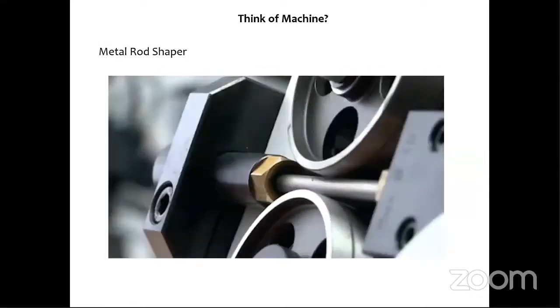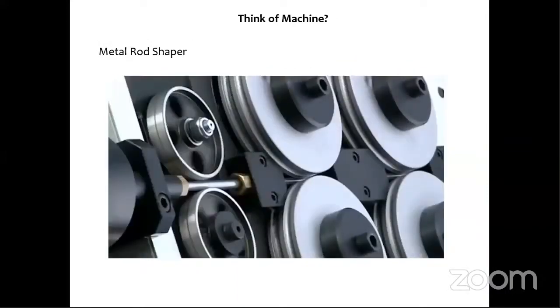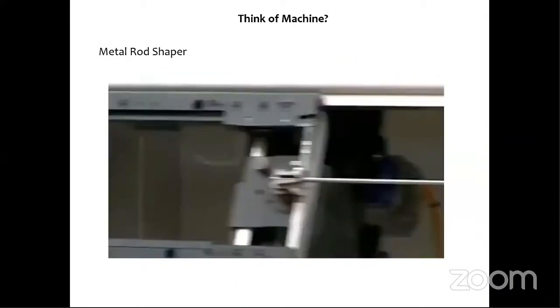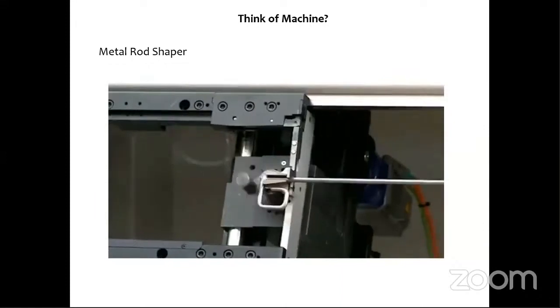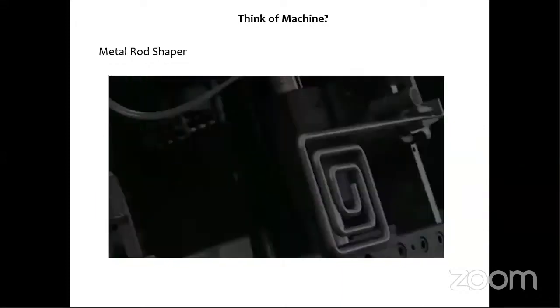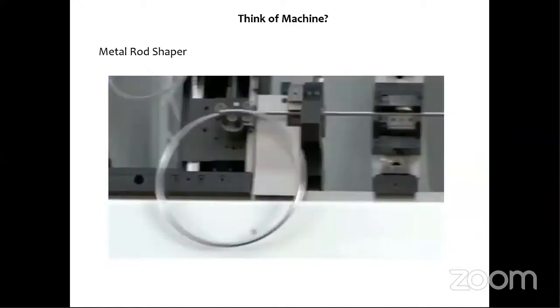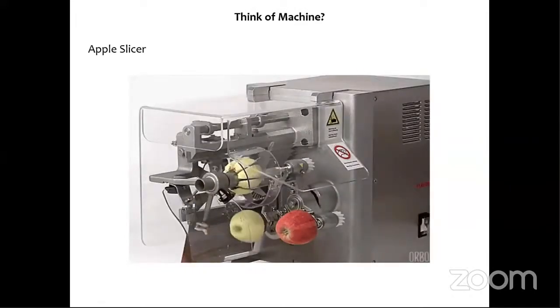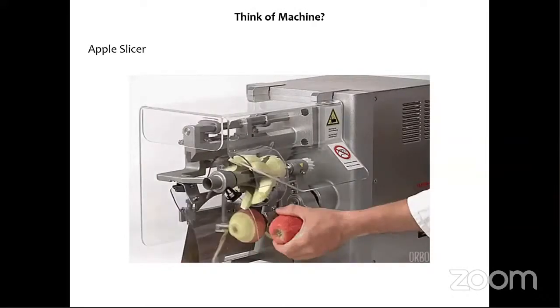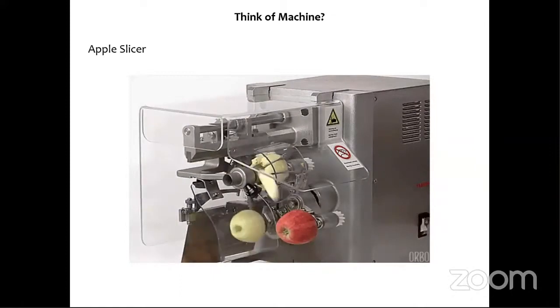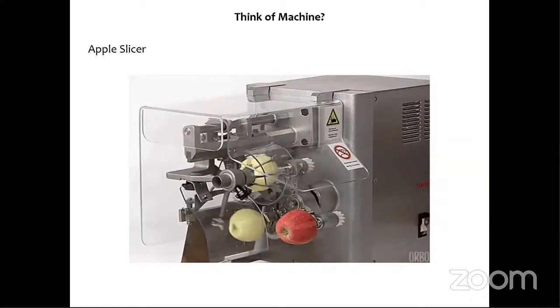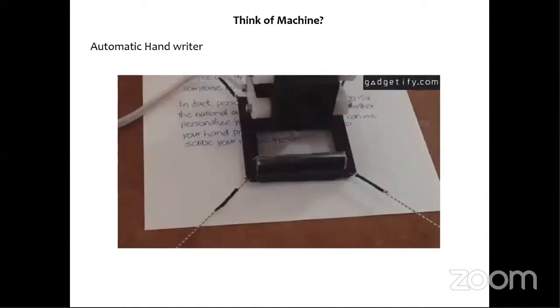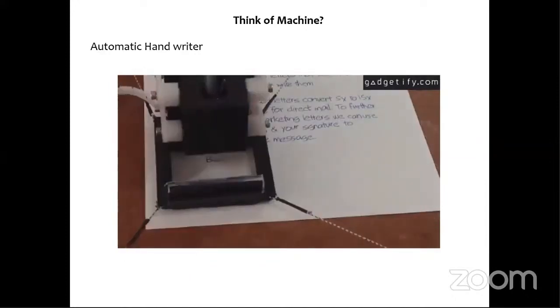With the metal rod shaper, they will start thinking, okay, which material is this? It's bending automatically, what's happening? So the curiosity generated within such a small video plays a very important role in presenting the content. Even the apple slicer. When you slice an apple at home, we use one thing, and in industry, the industry people use something very different. The automatic handwriter. Okay, so they get amazed.